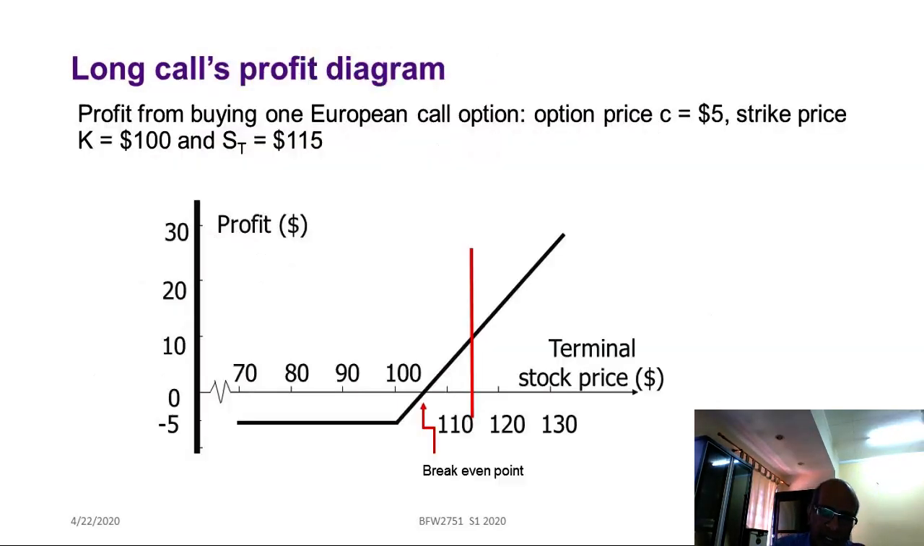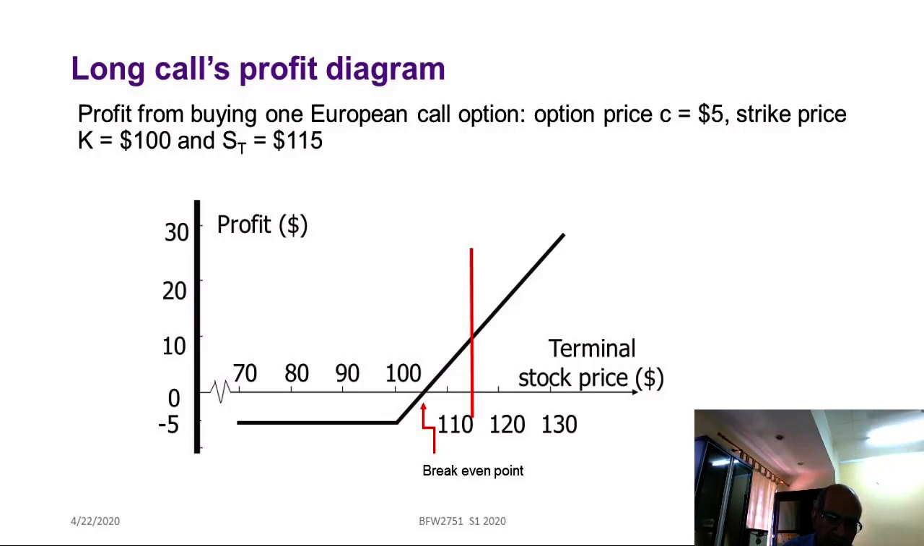Okay, looking at it in diagram form, in options you have to interpret the option positions, or the mechanics of it, in three different ways. One, you can explain. Second, you can draw the payoff table. Third, we can draw the payoff diagram. So here, the long call's profit diagram: the profit from buying one European call option with a price of $5, strike $100, and ST is 150. You can see it very well.